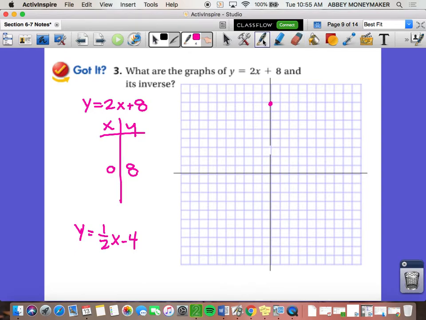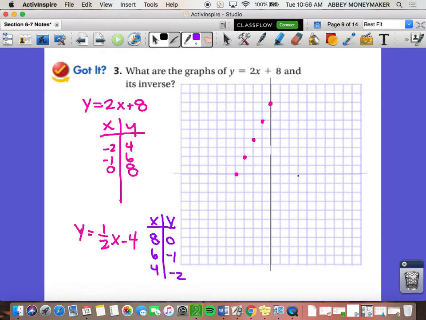So then I can plot some more points here. So what else did I plot? I plotted -1, 6, -2, 4. Right? So if I want to plot the inverse, all I have to do is switch those points. So I would plot 8, 0, I'd plot 6, -1, and I would plot 4, -2.